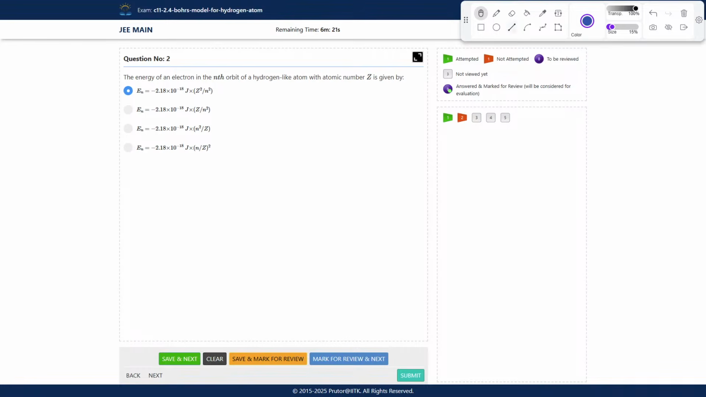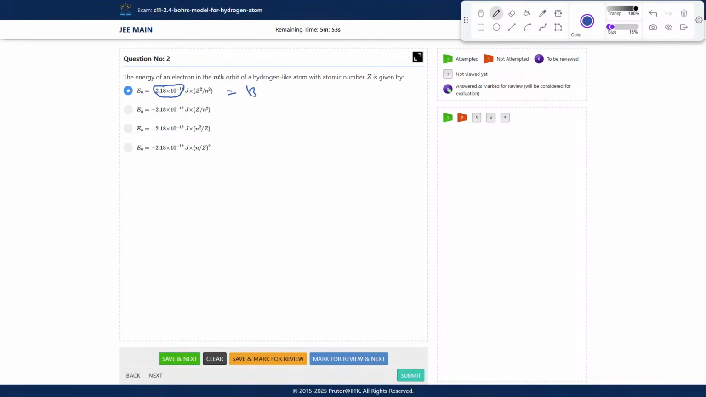Now second question from my side is that what will be the corresponding electron volt formula if I want to calculate this energy in the electron volt form? What we will write in place of this 2.18 into 10 to the power minus 18 for the electron volt option? It will be 13.6. Very good. It will be 13.6 electron volt Z square by N square.